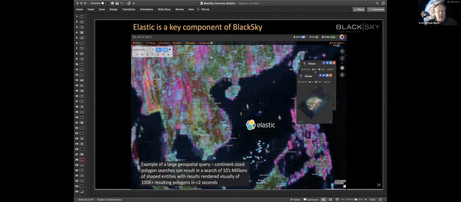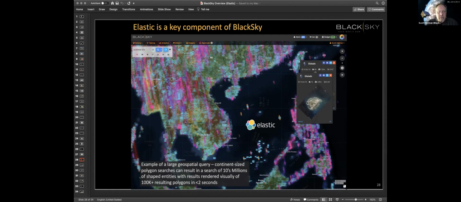So we spend a lot of time figuring out how to tune Elastic to make it optimized. We take advantage of a lot of the work that Elastic has done around geospatial queries. It's a very common topic of discussion with us and Elastic around how do we make those faster and faster. That's a really key element of our architecture.